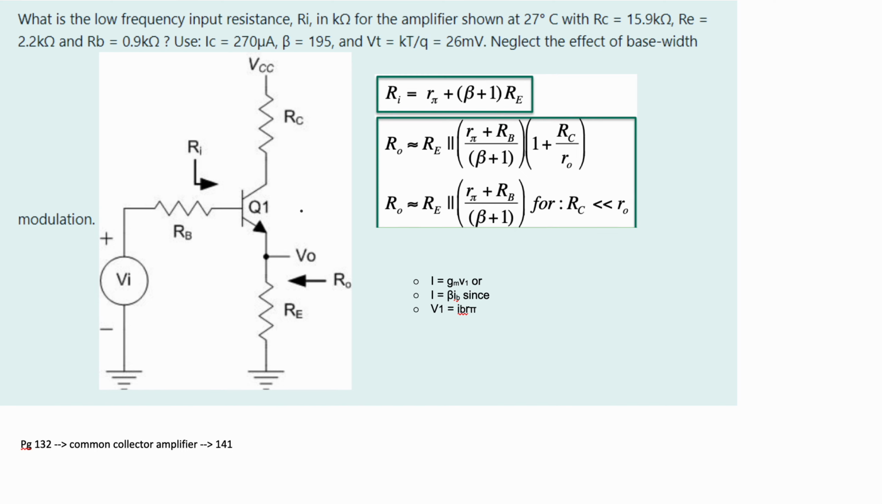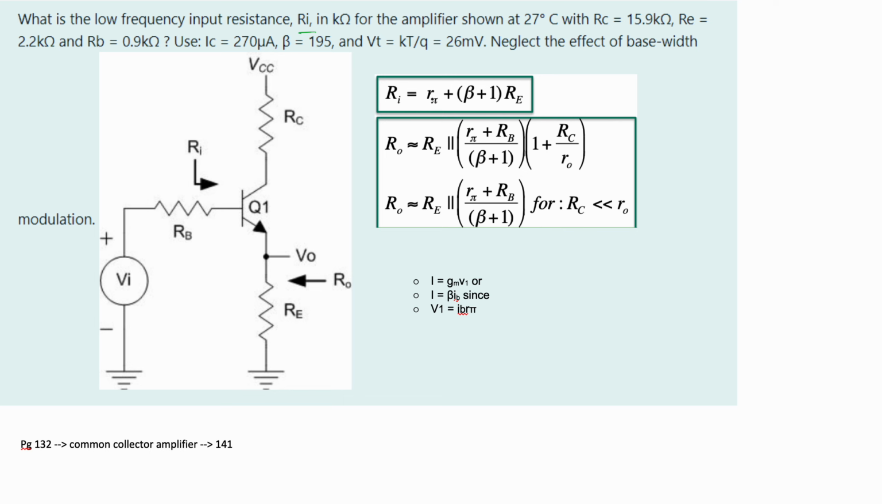We need to find the input resistance Ri, in kilo ohms, for the amplifier shown at 20 degrees Celsius with the following variables. To find this, we're going to look at page 132 in the notes linked below the like button. Once at page 132, we can identify that this is a common collector amplifier. Then we're going to look at about page 141, and we're going to get the following equations right here.